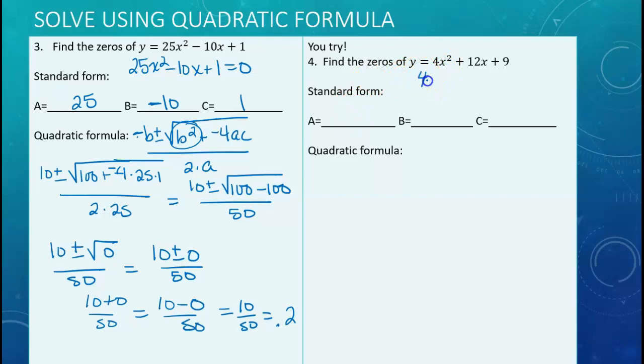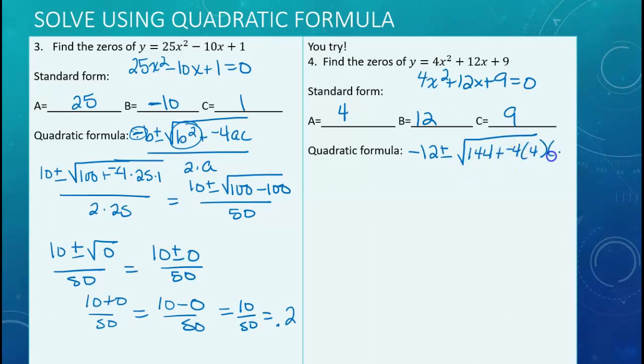You should have replaced y with 0. You should have replaced a with 4, b with 12, and c with 9. This time there's no negative in front of our b, so the negative stays in the formula, and so it's -12 plus or minus the square root. All right, the first number here should be b squared. 12 times 12 is 144, plus -4 times a times c, all over 2 times a.